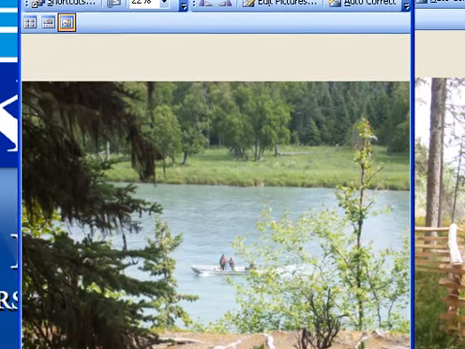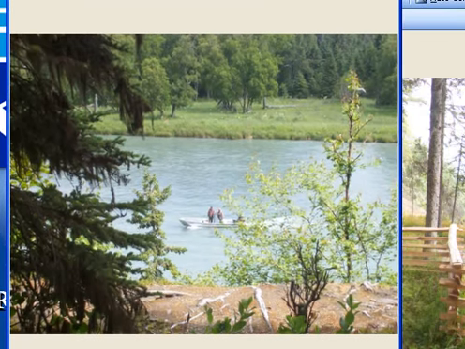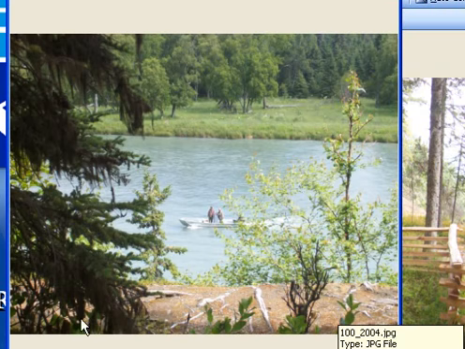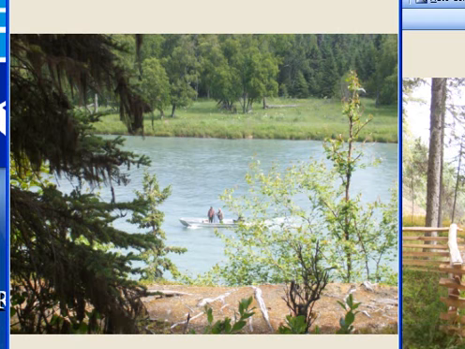Here's one of the guide boats. Lots of fishing going on in the Kenai River. And of course here you see the near bank, so that's where we had our baseline, and somewhere over here is the sign that we looked at.